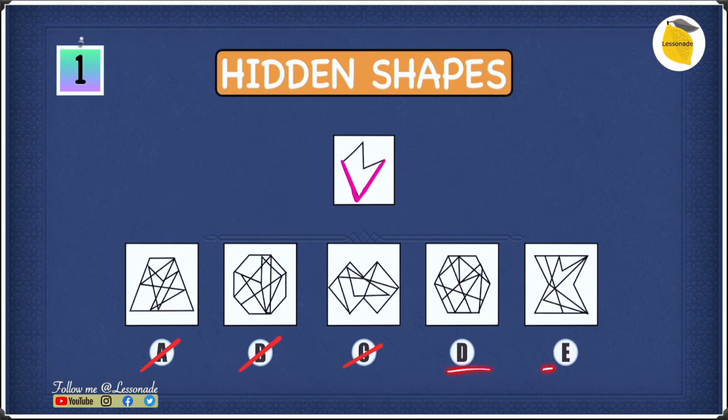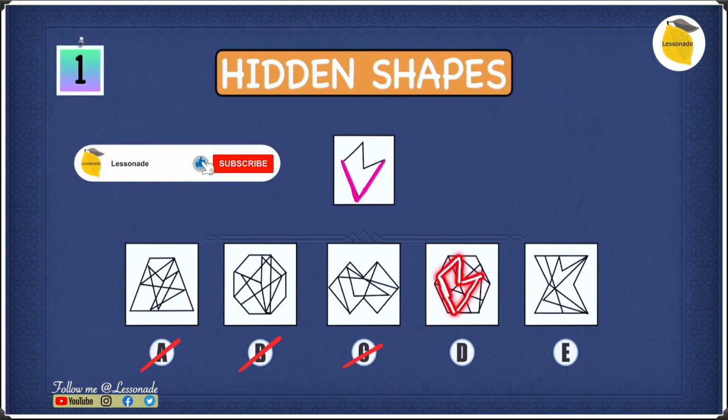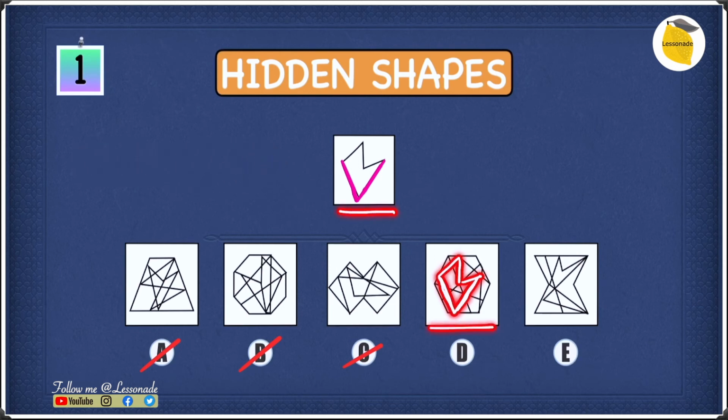So now we're left with two options, D and E. Let's go on to D. In D, we have the V shape. Then we have the line going upwards, coming down, and then going diagonally. If you notice, this shape we have right here is just the same as the one on the top. It's very similar to the one on the top. So this must be our answer.